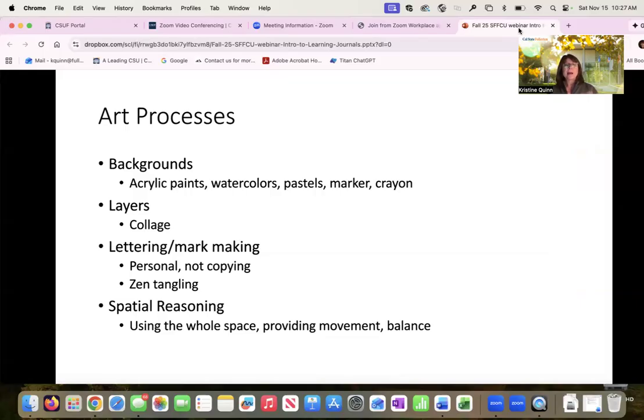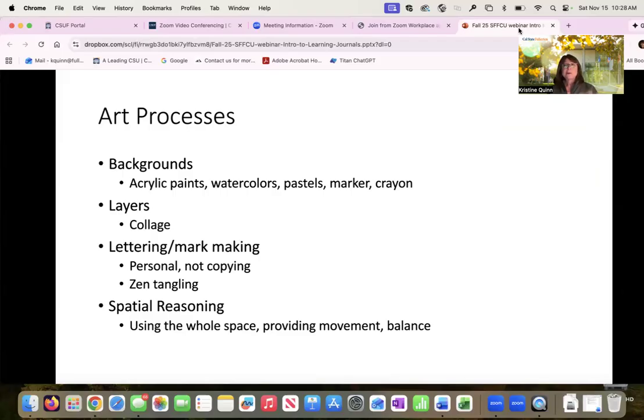When you begin a learning journal, after you have either purchased or made your learning journals, you want to teach your students about backgrounds, putting down those backgrounds, getting rid of that white paper. If we look back in the history of visual artists, quite often the very first thing that they do is to paint whatever canvas that they are using to get rid of that white so that it's not so intimidating. We can do this through acrylic paints, through tempera paints, through watercolors. We could use pastels, we could use markers, we could use crayons. There's a multitude of choices of how you could create backgrounds.